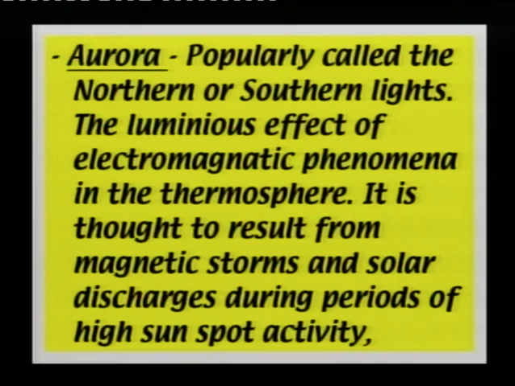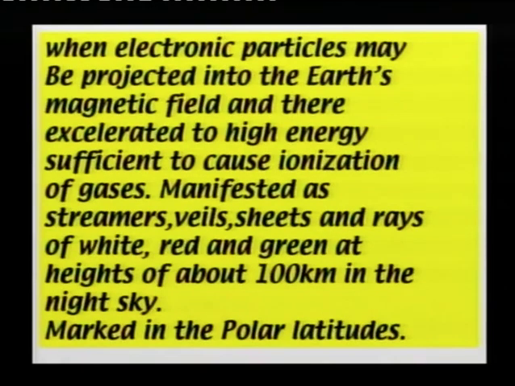Okay, we'll continue. Looking at the last sentence given there, it says that it is thought to result from magnetic storms and solar discharges during periods of high sunspot activity when electronic particles may be projected into the Earth's magnetic field and there accelerated to high energy sufficient to cause ionization of gases. This particular light, the aurora, is actually manifested as streamers, veils, sheets, and rays of white, red, and green at heights of about 100 kilometers in the night sky. And it is mainly marked in the polar latitudes, the North Pole and the South Pole. Okay, that's to do with the aurora.